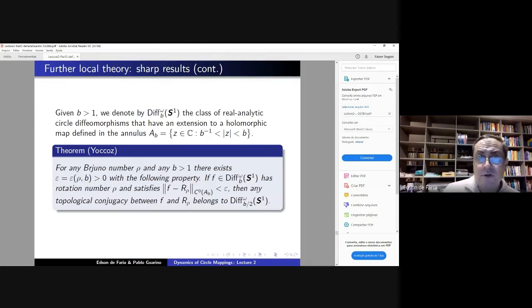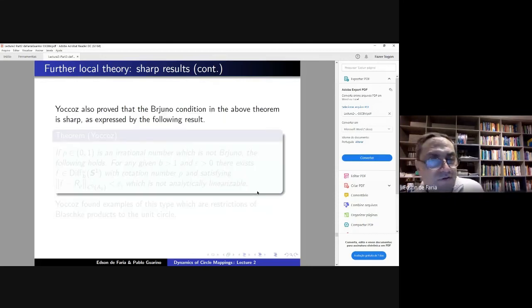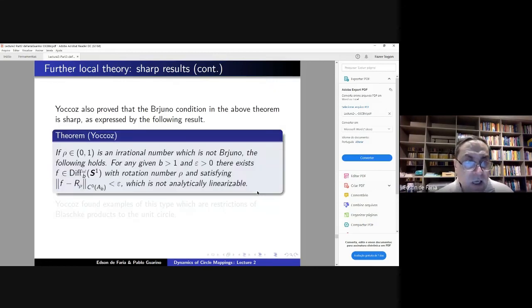So that's one result. This is like Arnold's theorem, but instead of assuming Diophantine, you assume Bruno. So it's proving Arnold's theorem for a larger class of rotation numbers. But then Yoccoz went further and showed that this condition is actually sharp. Okay, so he showed that if you take an irrational rotation number which is not Bruno, then you can find counterexamples.